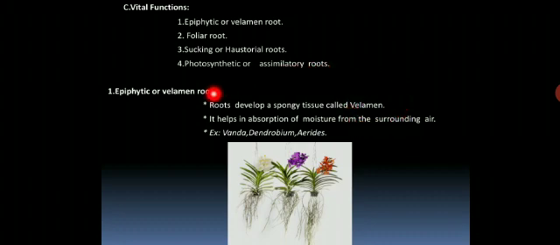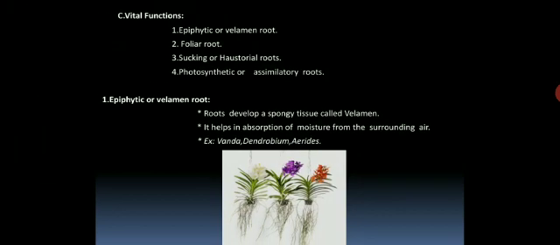These are the main functions of velamen tissue. What are the examples for the epiphytic root? Vanda, Dendrobium, Aerides are some of the examples for epiphytic root. Here they contain a special type of tissue, that is spongy tissue, that is called velamen tissue. Next one is called foliar root.